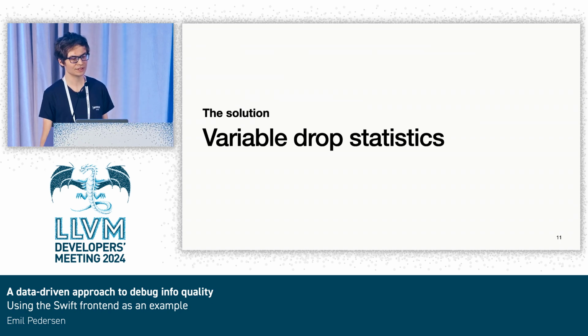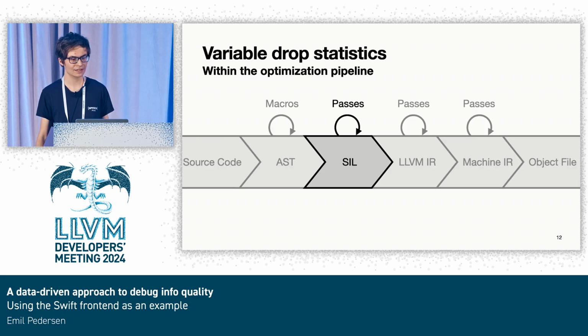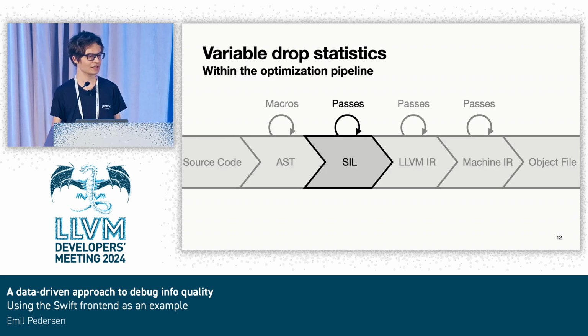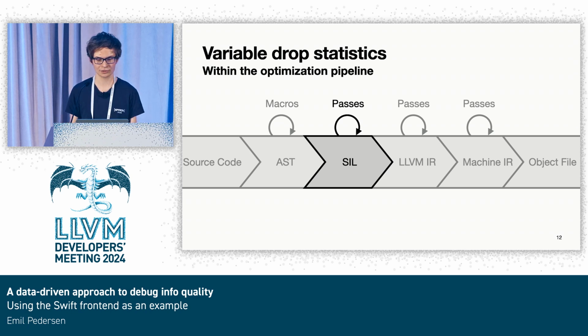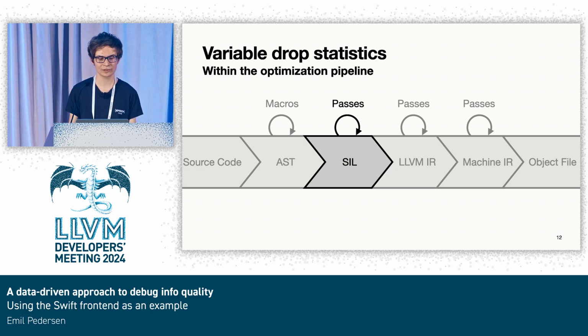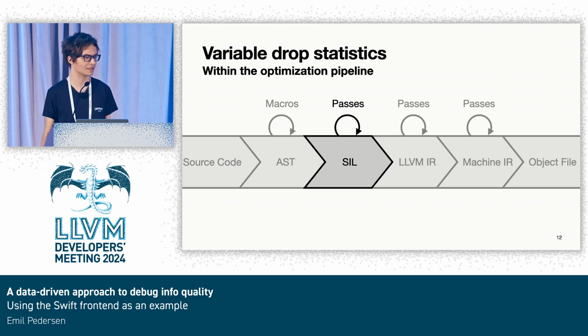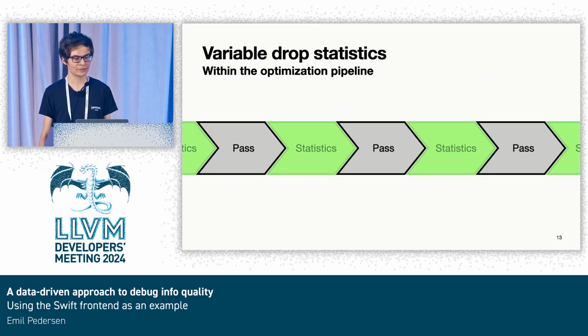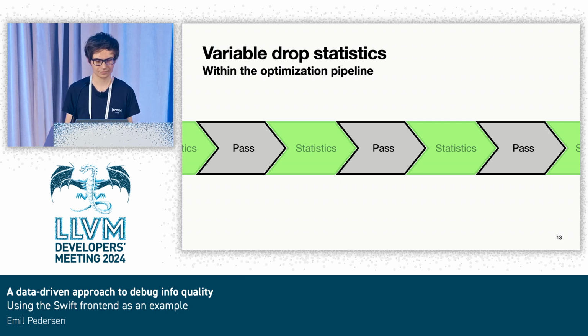So the solution I'm presenting today is variable drop statistics. So what is it? Those statistics happen within the optimization pipeline, so within one stage. Today I'll take the SIL stage as an example, but it would be the same for any of the stages that have optimization passes. Within the SIL optimizer, there is a lot of passes that will each modify the SIL code. Variable drop statistics work by running statistics between each pass.